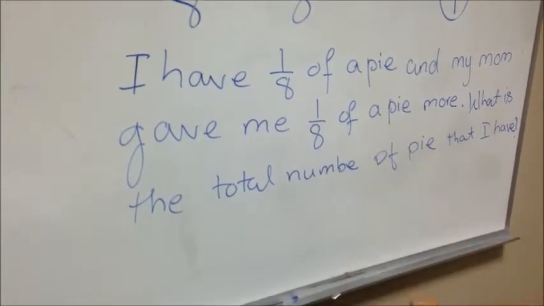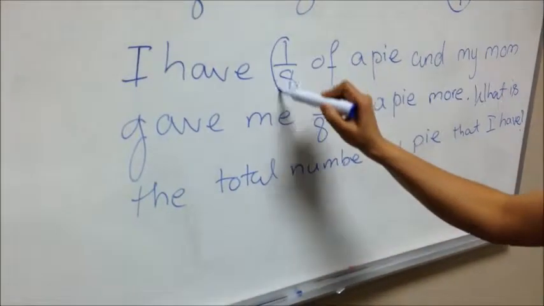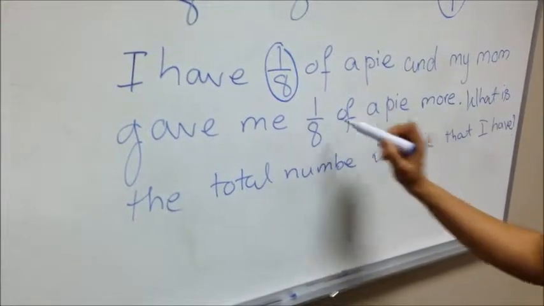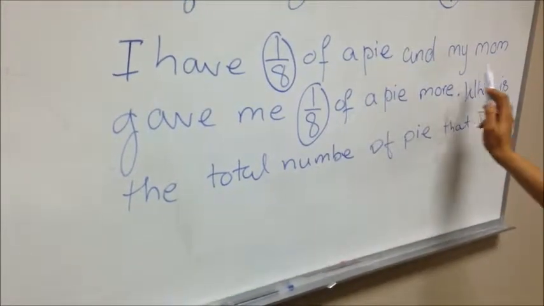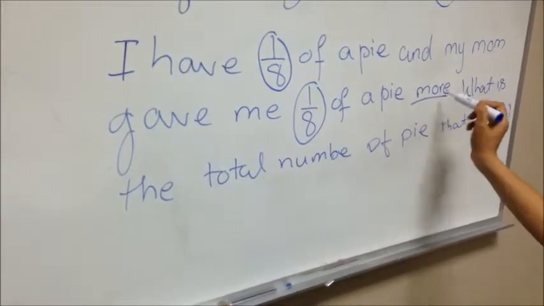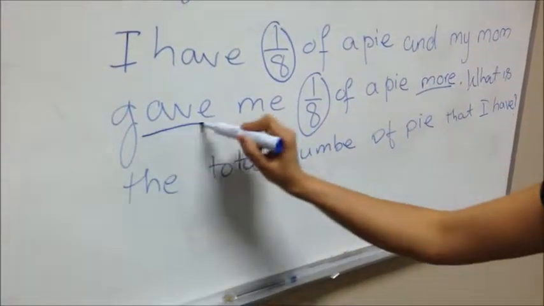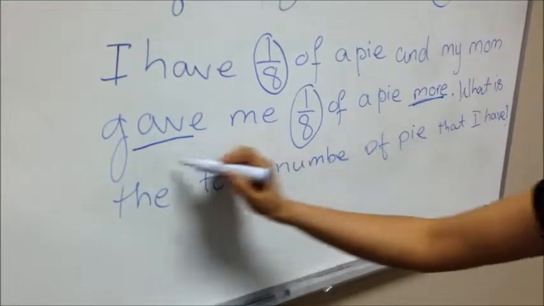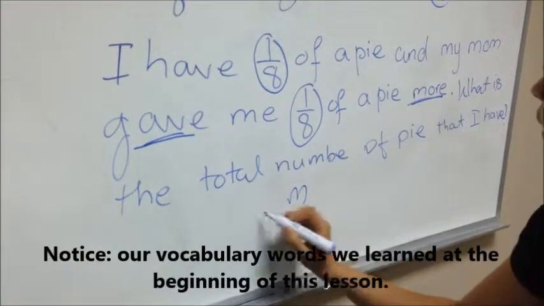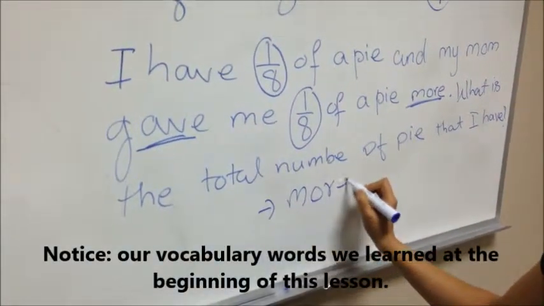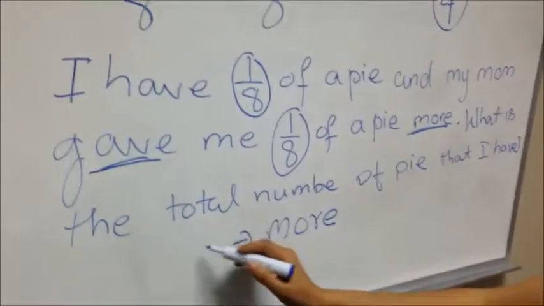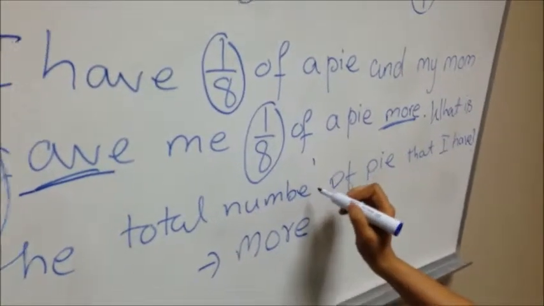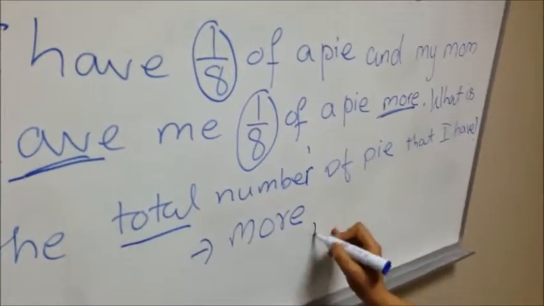You go back and first circle the numbers, 1/8 and 1/8. So what happened here was more pie was given. So more. Let's write out the word, more. And the question is, what is the total number? So total.